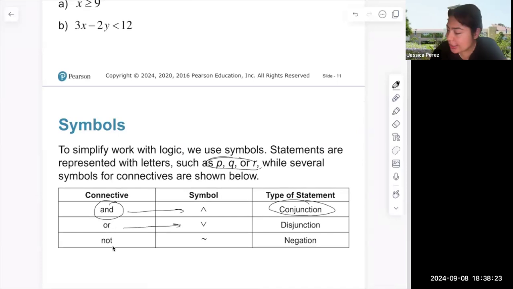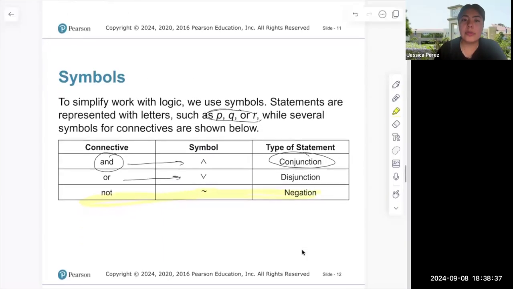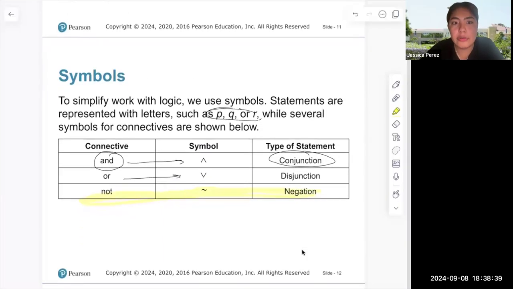And when you have a not, it's this little squiggly line that looks like this. This is a not symbol or a negation symbol. So you're negating. Whenever you see this little squiggly line, you're actually negating the symbol. So please make sure you have this in your notes. You want to create this table, and you want to make sure that you're memorizing the symbols and what type of statements you have. An and will be a conjunction, an or will be a disjunction, a not will be a negation.